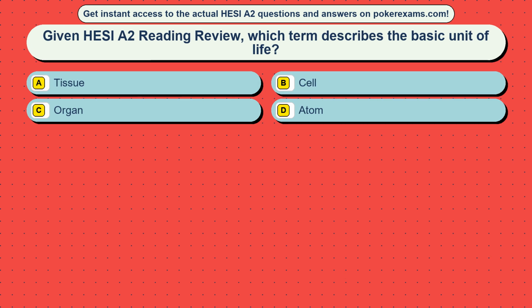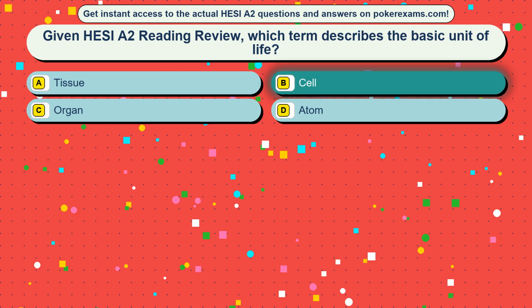Question 38. Given HESI A2 reading review, which term describes the basic unit of life? Option A, tissue. Option B, cell. Option C, organ. Option D, atom. The correct answer is option B, cell.